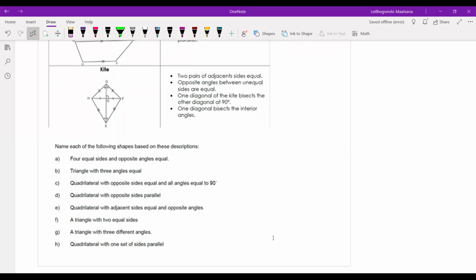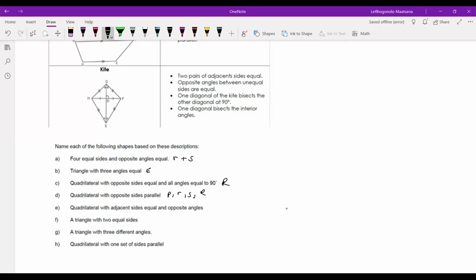Name each of the following shapes based on these descriptions. Four equal sides and opposite angles equal. So this would fit your rhombus and your square. Triangle with three angles equal, that's going to be your equilateral triangle. Quadrilateral with opposite sides equal and all angles equal to 90. This will fit a rectangle. Quadrilateral with opposite sides that are parallel. This would fit a parallelogram, a rectangle, a square, or a rhombus.